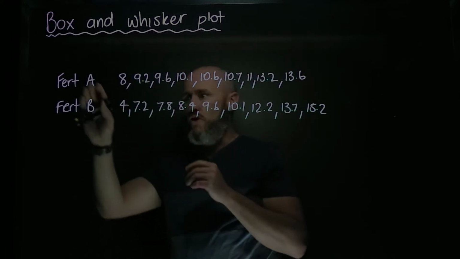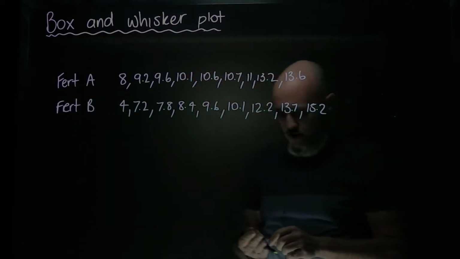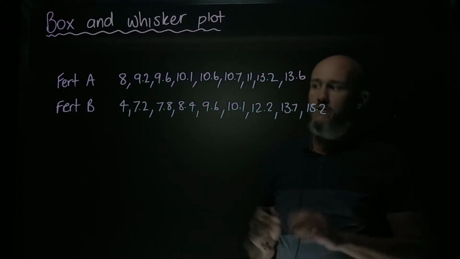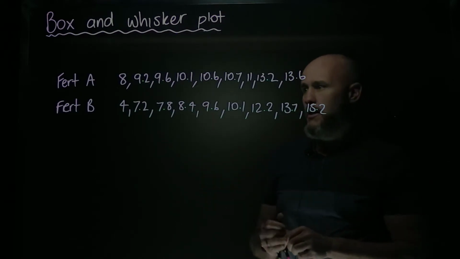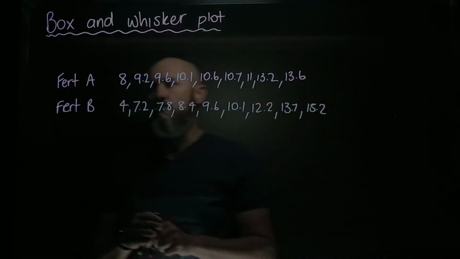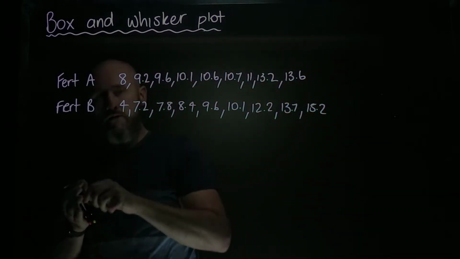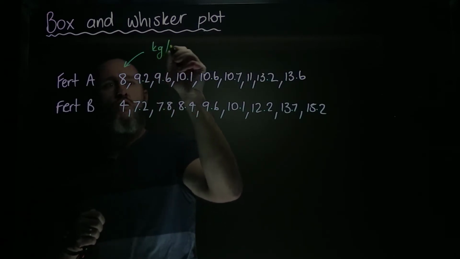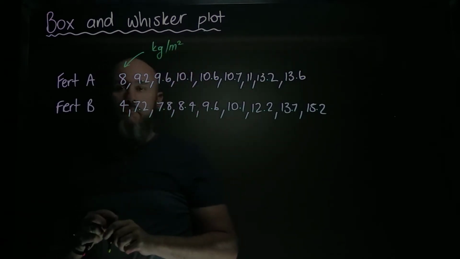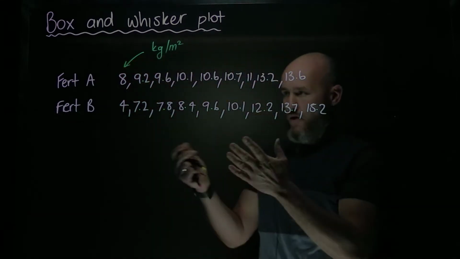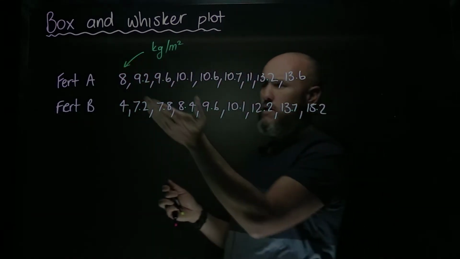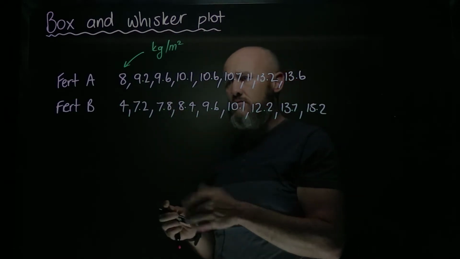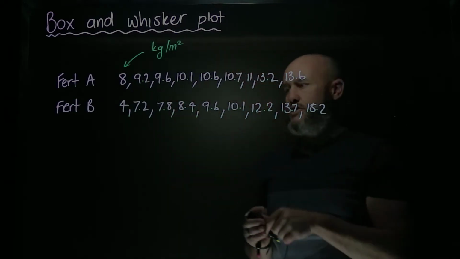But here we go. I've got FERT A and FERT B, so let me describe the situation. These are crop yields based on the different types of fertilizers. Now I'm going to be honest, I made the data up, okay? So let's say that this is a crop yield and it's measured as a value in kilograms per meter squared based on these fertilizers. So you use fertilizer A, and in one sample, 8 kilograms of the crop was yielded from a meter squared of that crop sown, all the way to 13.6.